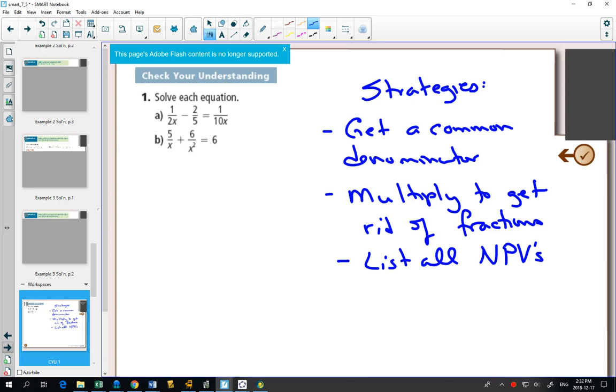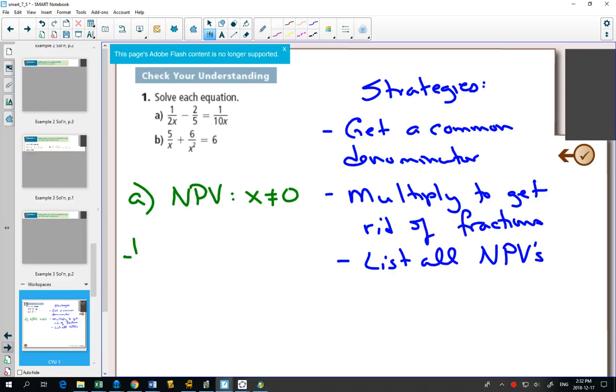So for example, let's start with A. In A, are we ever dividing by something that has an x? Yes, we have 1 over 2x and we have 1 over 10x. So do we have a non-permissible value? Is there something x can't be that would make you divide by 0? X can't be 0. If x is 0, then you divide by 0, and that would be bad. So I'm going to rewrite it.